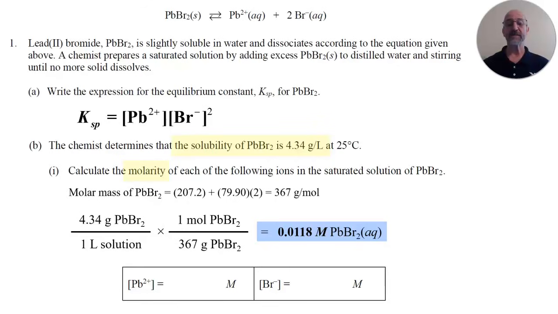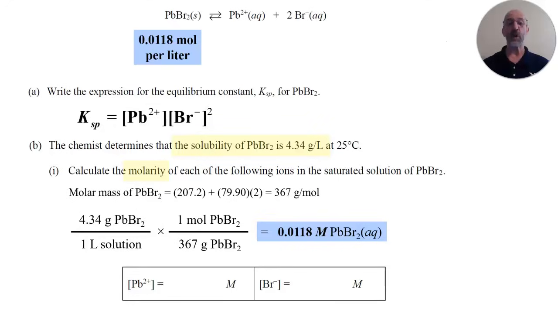Now, does that mean that 0.0118 is going to be the concentration of both the lead ion and the bromide ion? No, not necessarily. Let's take a look at the coefficients in this balanced chemical equation. We can see that the coefficients from left to right are 1, 1, and 2. And so if I have 0.0118 moles of PbBr2, that would be 0.0118 moles for the lead ion. So that is the concentration of the lead 2 plus ion.